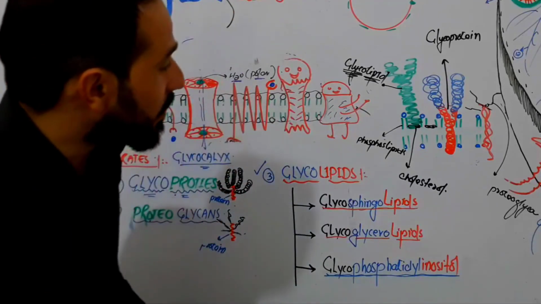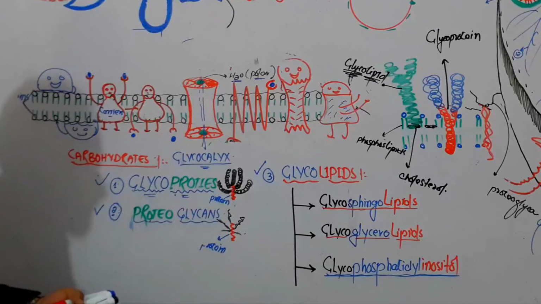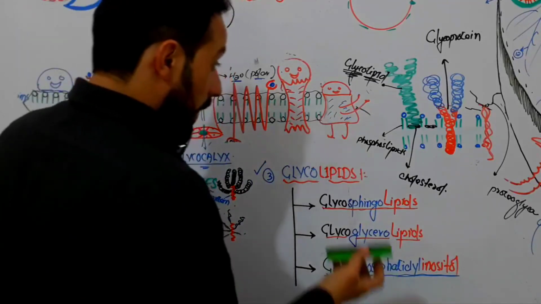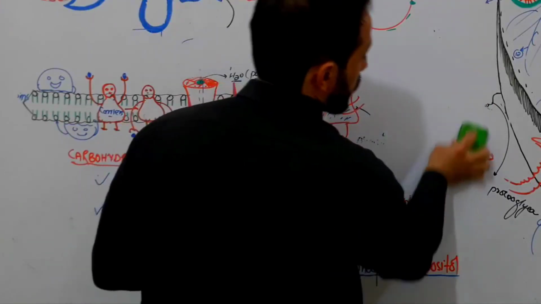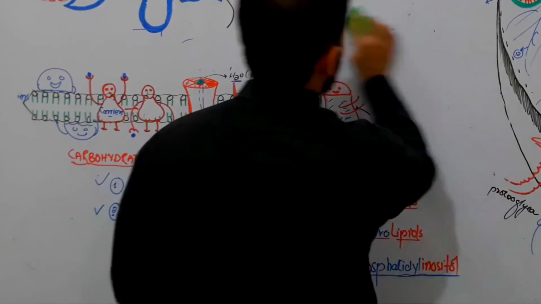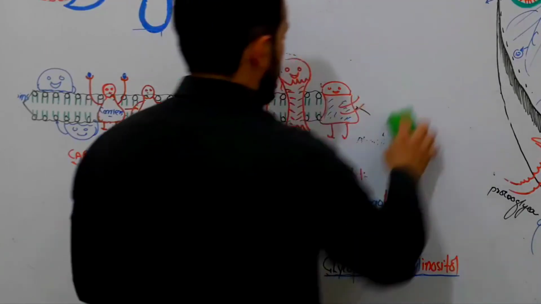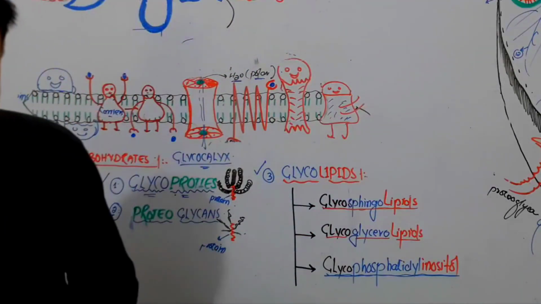Now, what are the functions of these carbohydrates which are found in the cell membrane? What is their function? Why are they present there in the cell membrane?